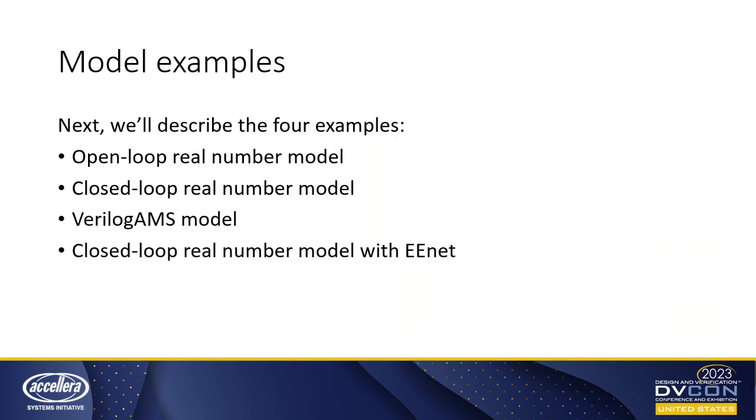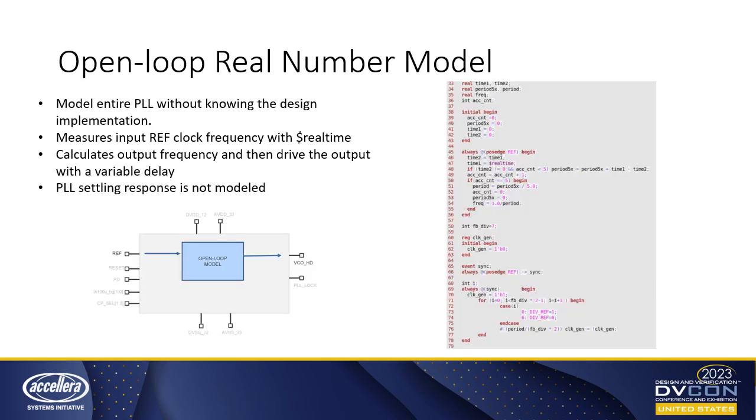Next, we'll describe the 4 PLL model examples: the open loop, closed loop, Verilog AMS, and the closed loop real number model with EENet. The open loop real number model is the simplest of the models. It provides basic functionality without covering any of the internal implementation details. The charge pump and loop filter behavior are not modeled, and the VCO simply calculates an output frequency based on real-time measurement of the reference clock. Settling response and lock detection are not modeled, and this level of detail is insufficient for spread spectrum PLL usage.